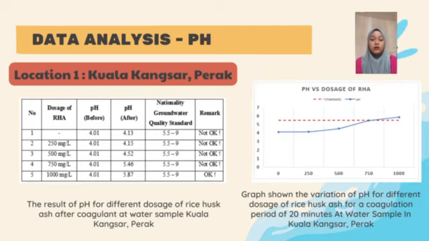Untuk data analisis yang seterusnya untuk pH adalah di location pertama iaitu Kuala Kangsar Perak. Kita boleh nampak di sini 1000 mg per liter sahaja yang diterima National Groundwater Quality Standard. Untuk pH before adalah 4.01, untuk pH after adalah 5.87.